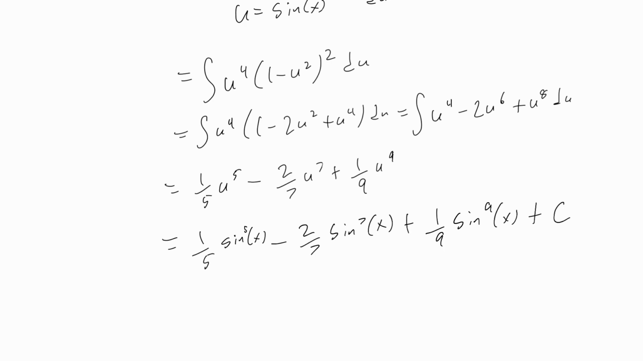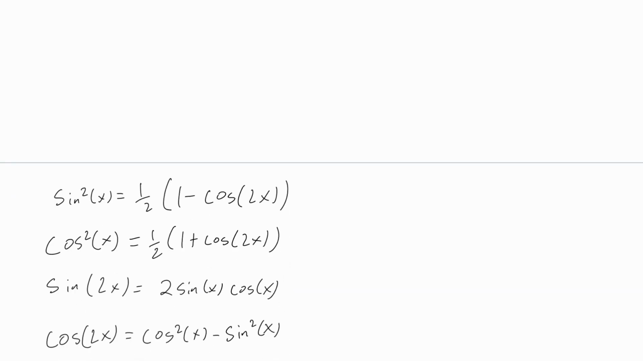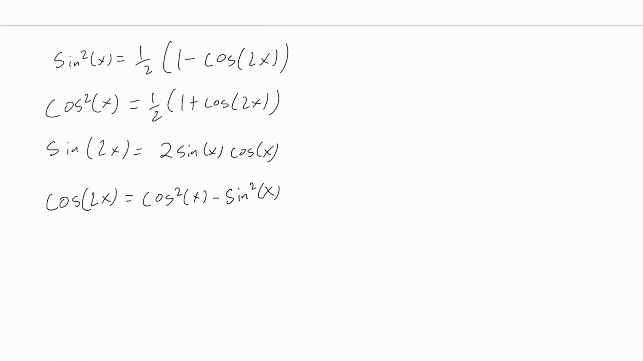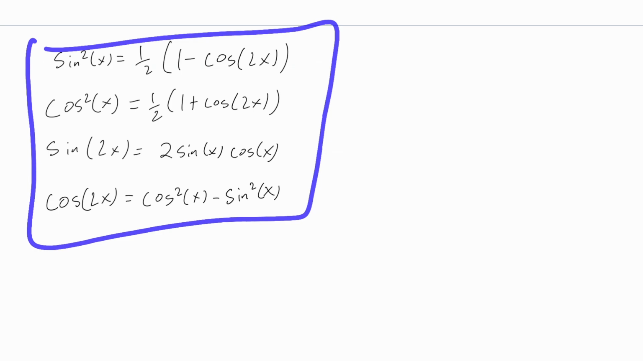Okay, so we know what to do if we have multiple copies of sines and cosines and one of the exponents is odd. We can use this breaking apart. But what do we do if neither exponent is odd? What if both the exponents are even? Well, in that case, we're probably going to want to use one of these formulas here.